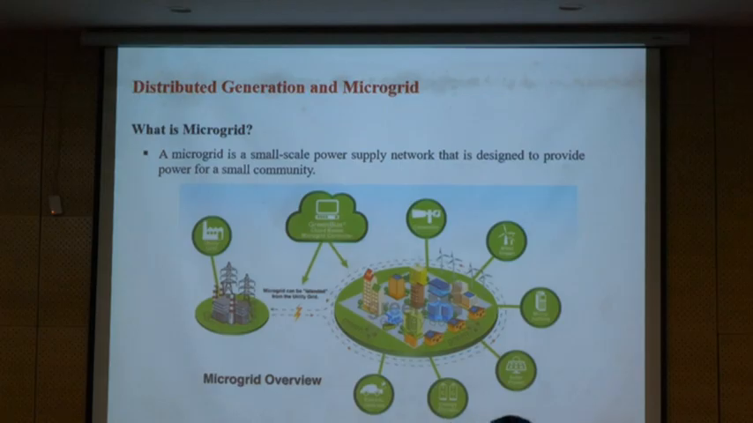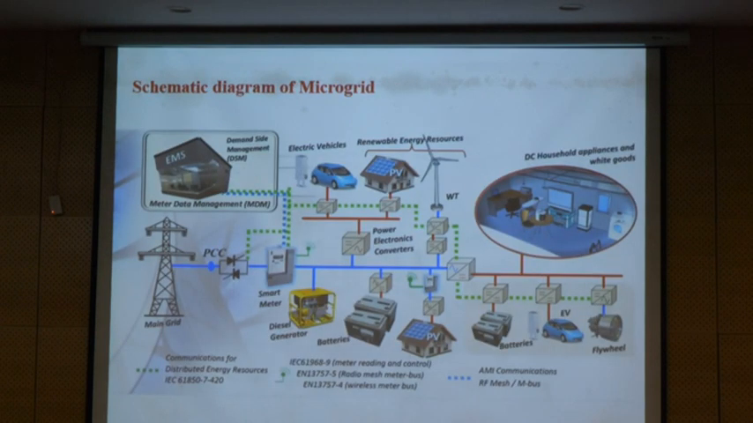When we have a connection with the grid, we call it grid connected mode. When we are disconnected from the grid, we call it isolated mode, or islanding mode. It means that we have generation and load, with nothing to do with the grid. So we can provide electricity without a connection to the grid. Just a simple example is here.